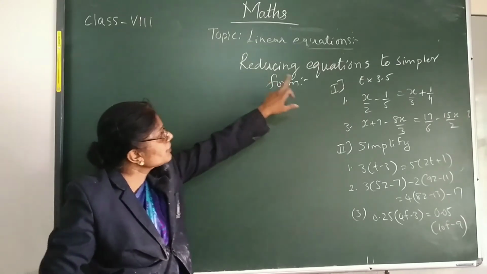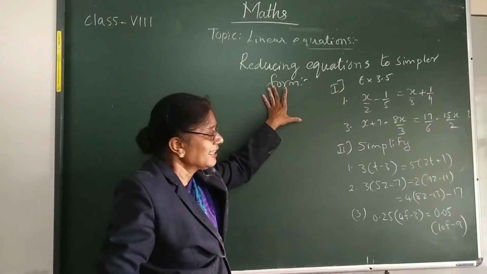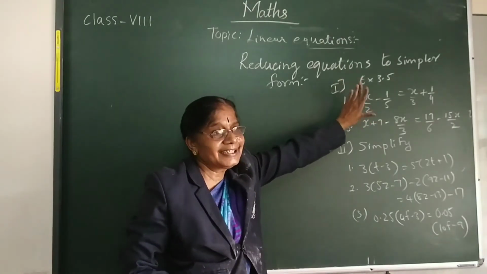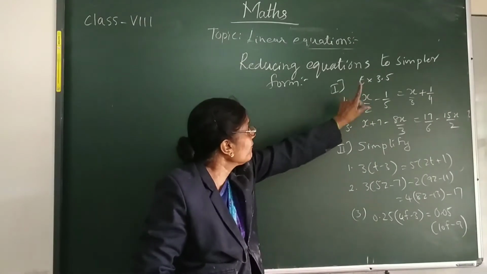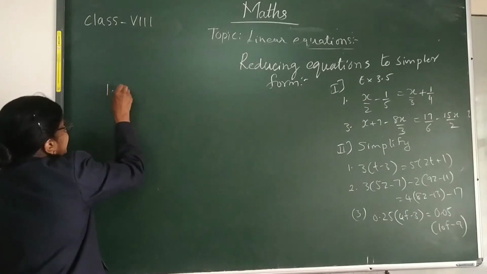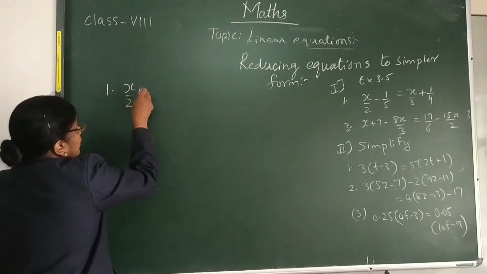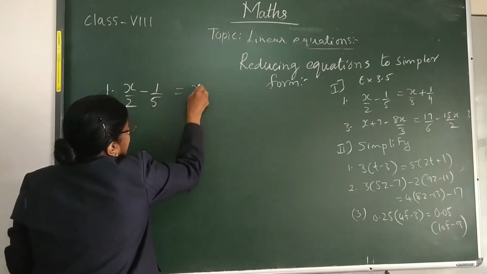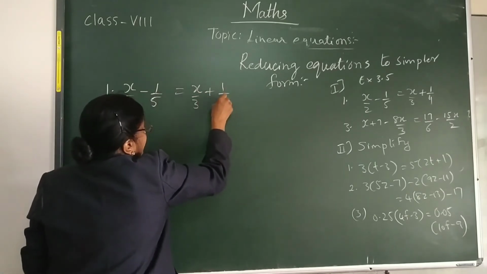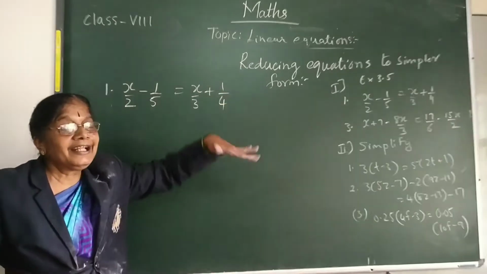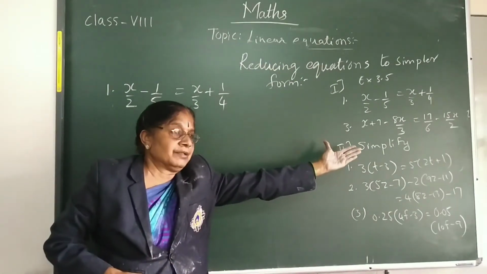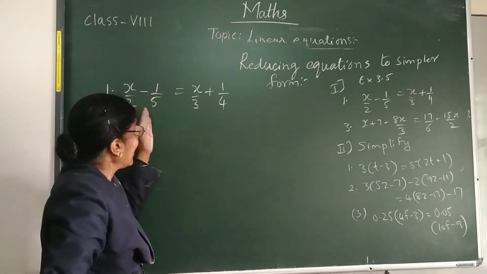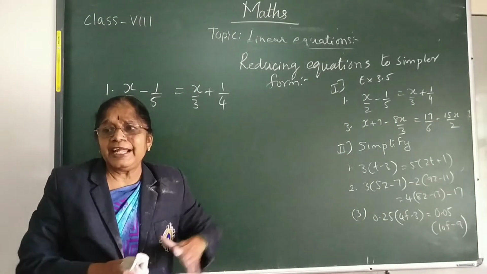The next topic is reducing equations to simpler form. Same as what we did the last time. So let us take it directly, I will go to exercise 3.1. Let us see what it is. First sum, let us take. What does the first sum say? x by 2 minus 1 by 5 is equal to x by 3 plus 1 by 4. Same as how we did in the last exercise, the variable should be brought to one side and the constant should be taken to the other side.